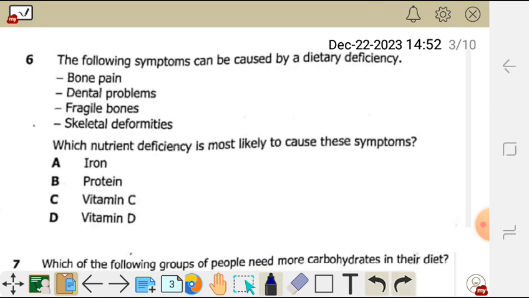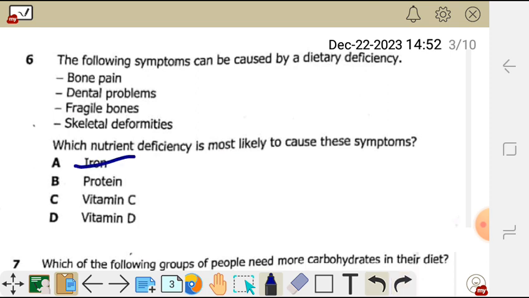Vitamin D is responsible for bone formation and the strength of the bones. Anything to do with the bones, we are talking about vitamin D. So deficiency of vitamin D is going to cause all these symptoms: bone pain, dental problems, fragile bones, and skeletal deformities. With deficiency of iron, we are going to have anemia, because iron is responsible for formation of hemoglobin, which is the pigment which transports oxygen in the red blood cells.